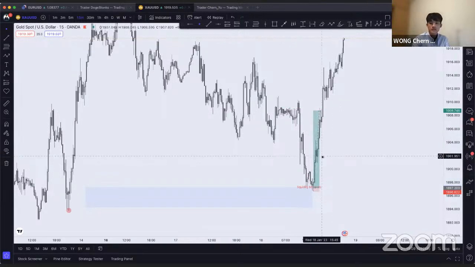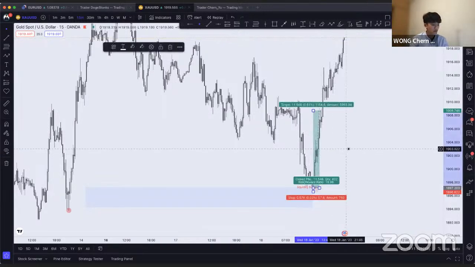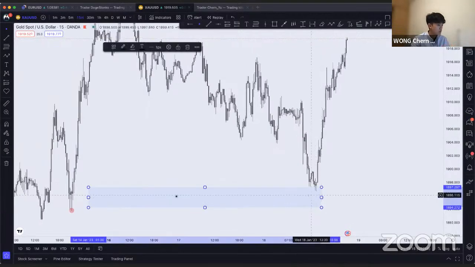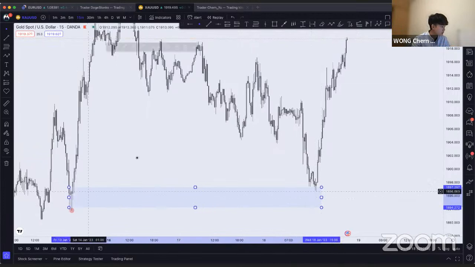But of course, as I've mentioned, you guys will want to manage your risk properly. But this is just a quick rough overview of where we could have possibly looked for longs. And that would be it for gold, guys.